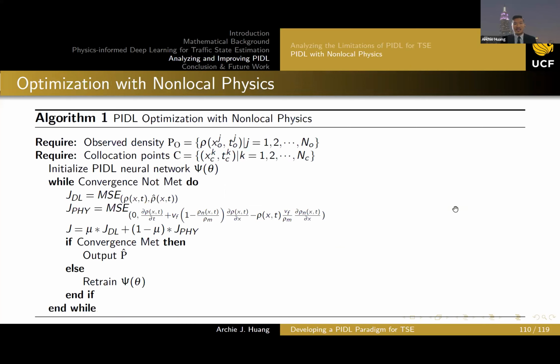And here is the optimization algorithm of PIDL with non-local physics. Again, in this scenario, the JPHY, the physics cost, will consider the non-local traffic states, including this non-local version of the LWR PDE in the calculation of the final cost term.